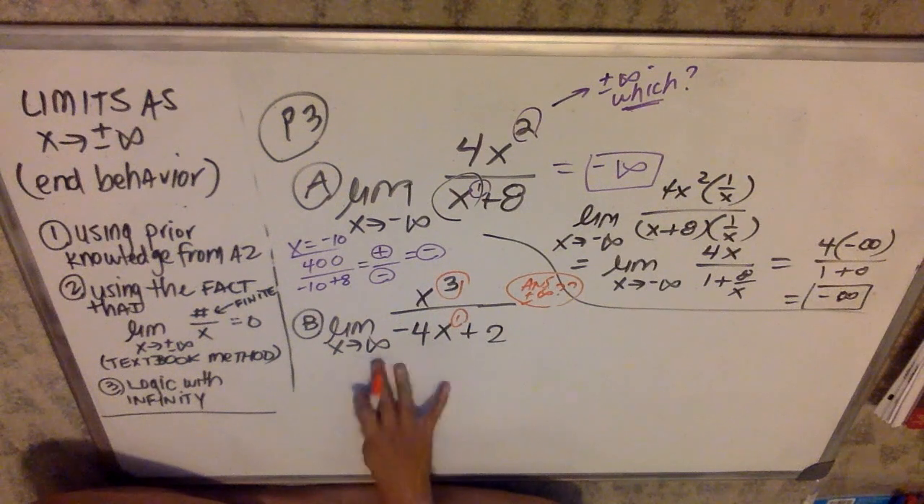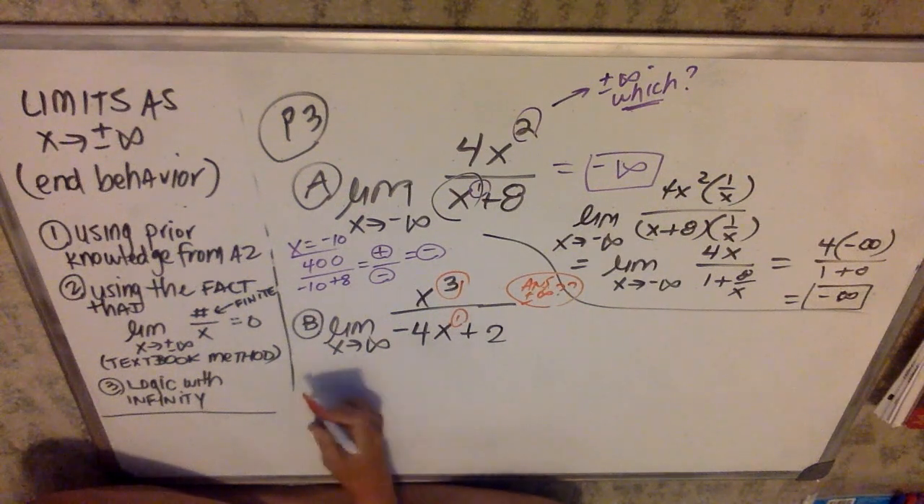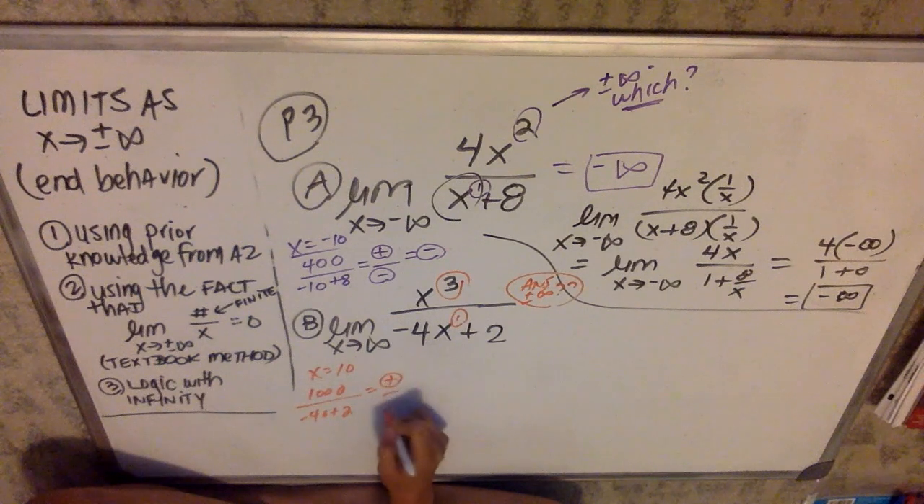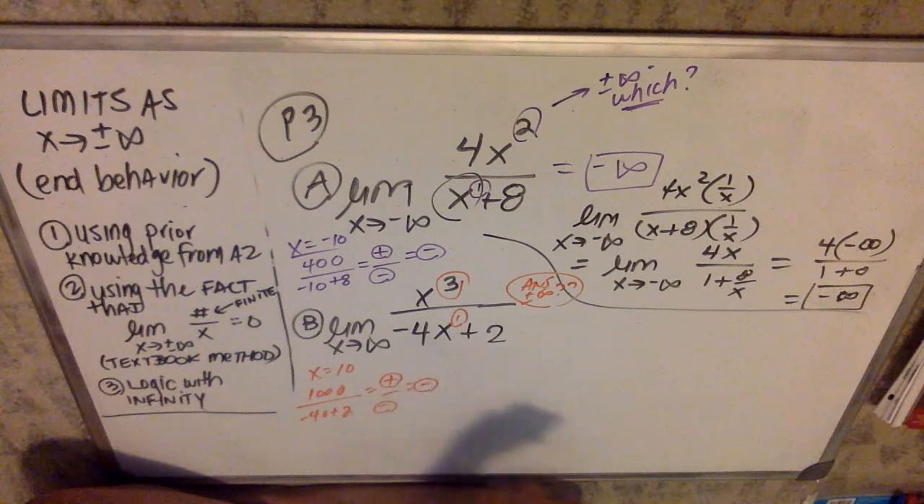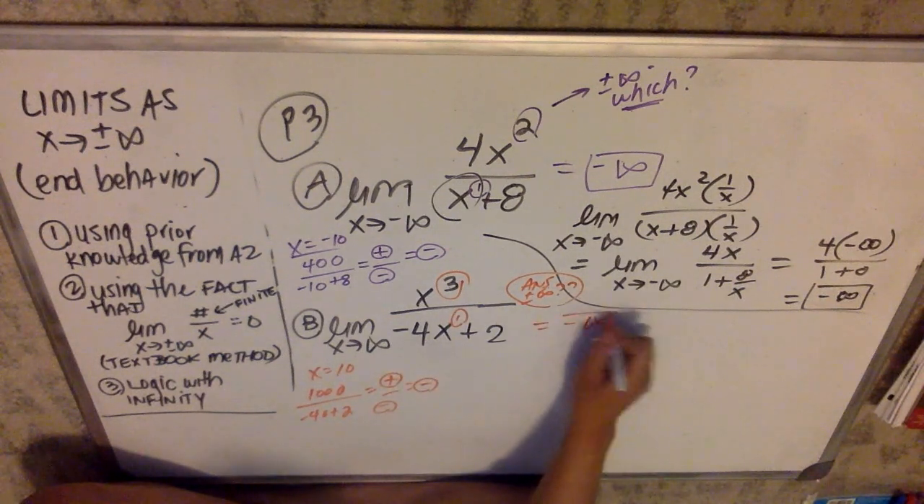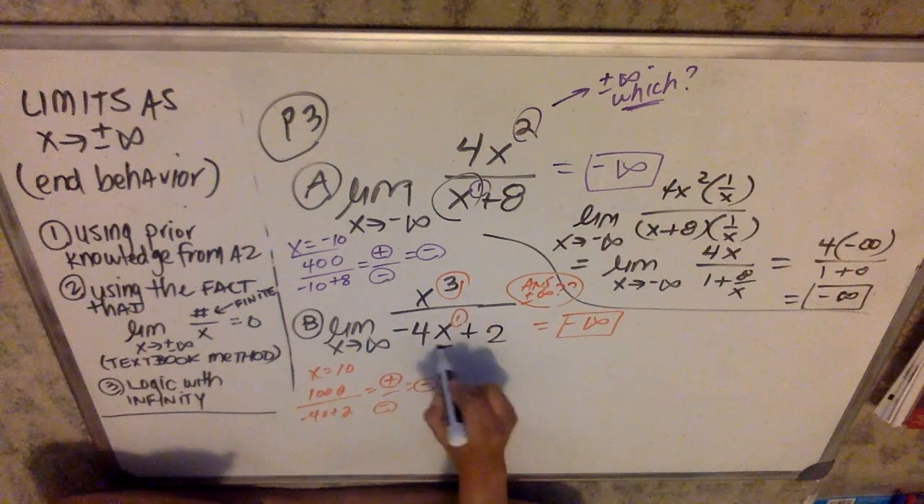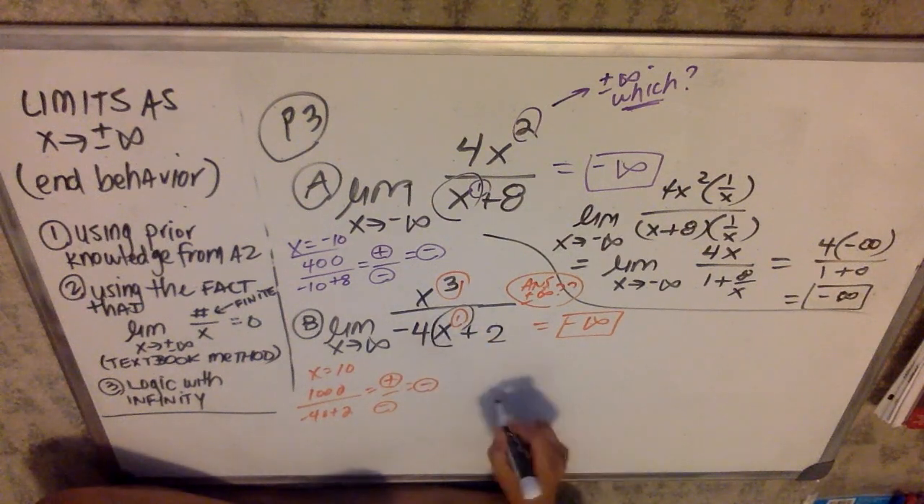So I'm going to infinity. I'm going to go ahead and plug in and pick a number. So let's just go ahead and pick x as 10. That would give me a 1,000 on top of a negative 40 plus 2. That's a positive number on top of a negative number, which comes out negative. So my answer is negative infinity. If I want to figure that out in the mathier way of doing it, I would multiply both the top and the bottom by a 1 over x, because that's the biggest power of x in the denominator.